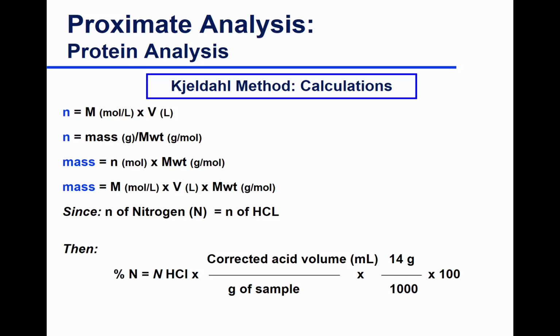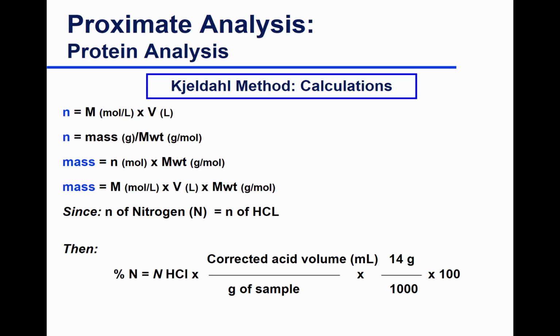The number of moles of nitrogen is equal to what? Number of moles equals mass over molecular weight. Okay? I'm searching for the mass of nitrogen. So mass of nitrogen in grams equals number of moles times molecular weight. Are you following? Good.